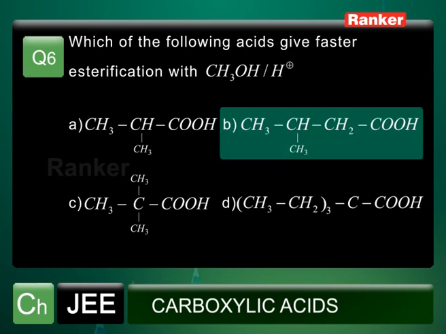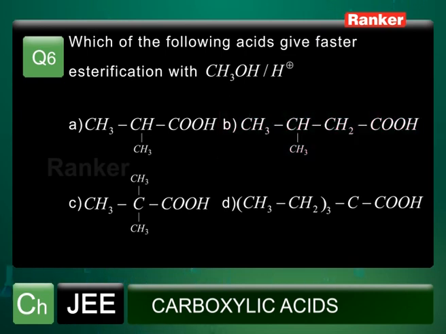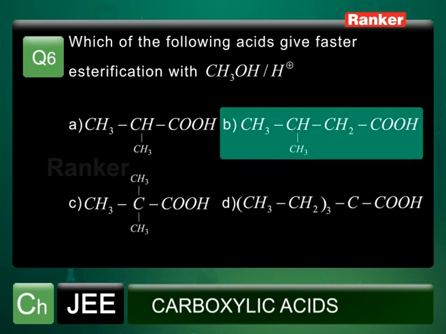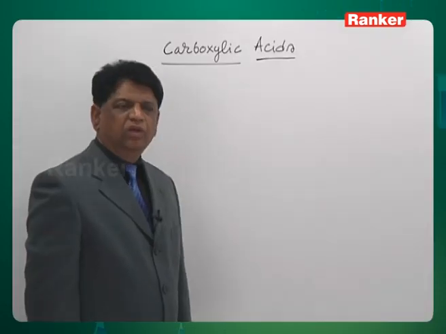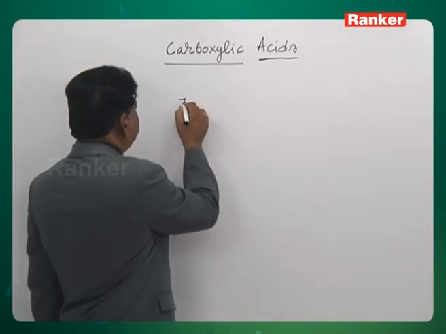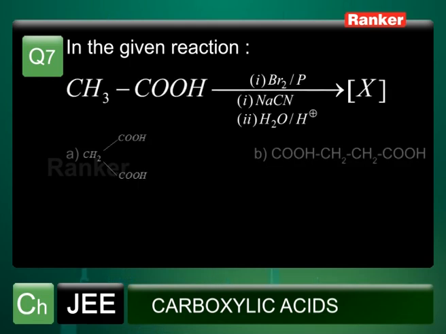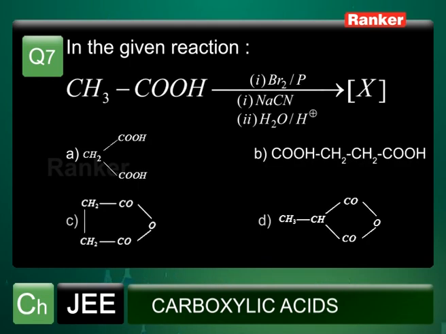Answer B, which is a primary carboxylic acid, undergoes a faster esterification. Now, let us go for question number 7. The question is: in the given reaction, a reaction is given with acetic acid, first treated with bromine and phosphorus.